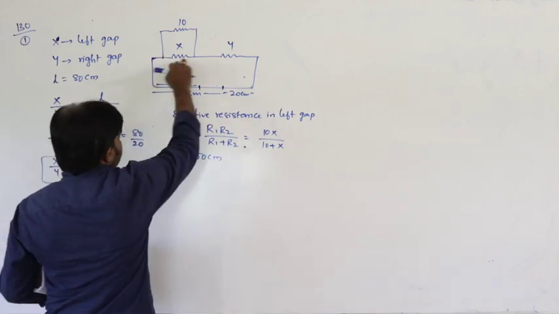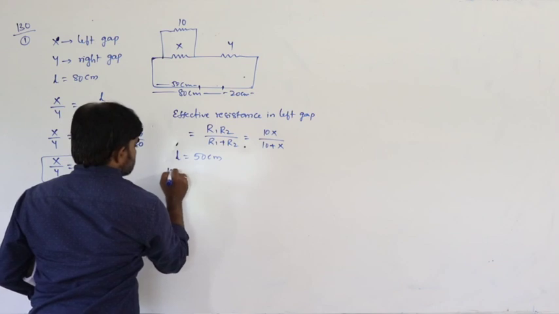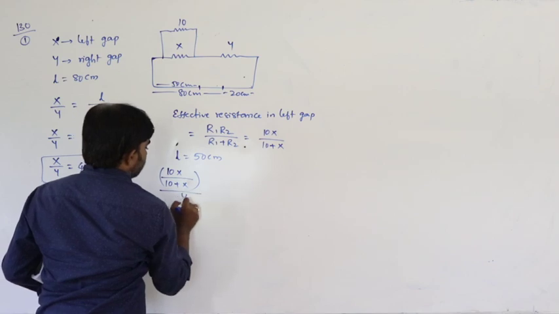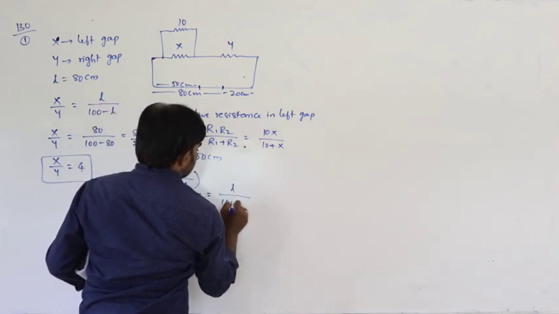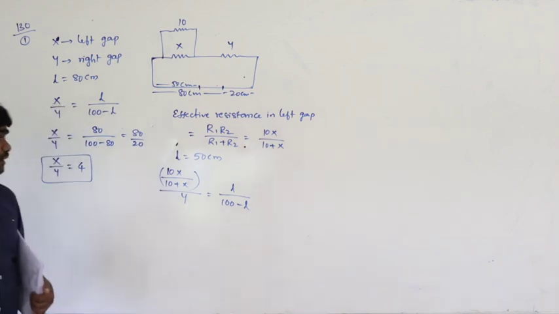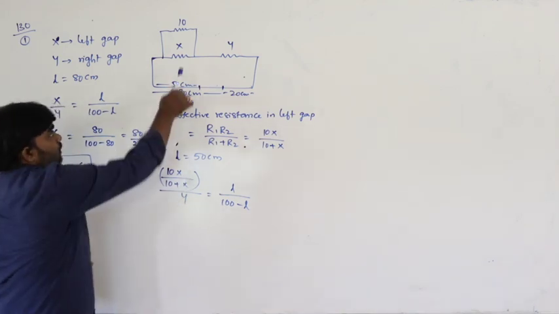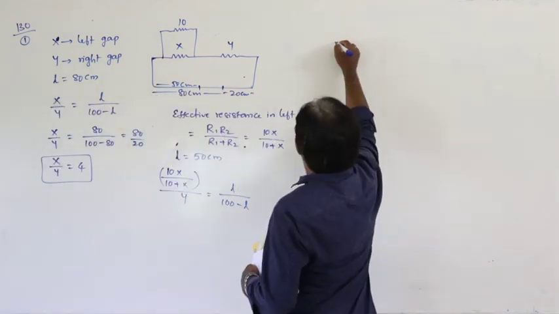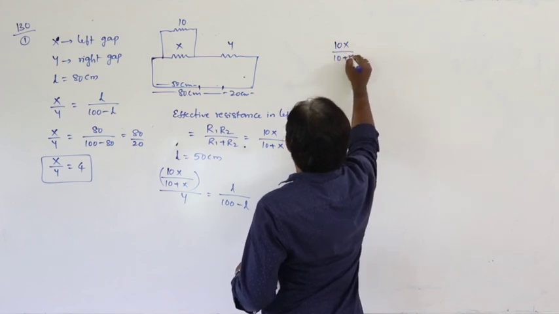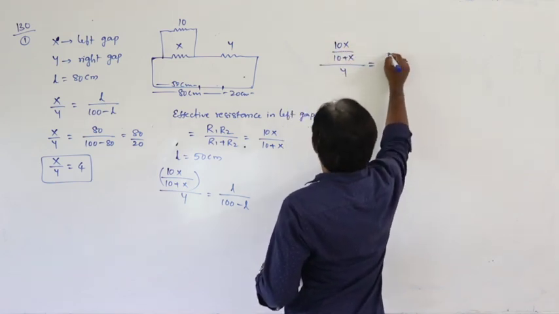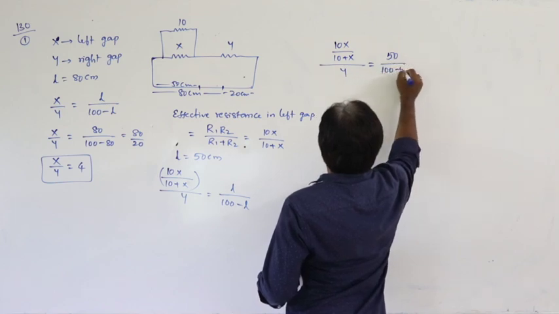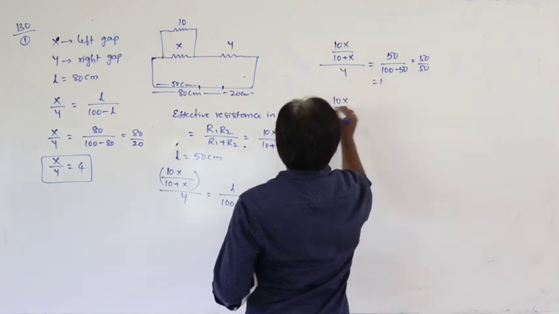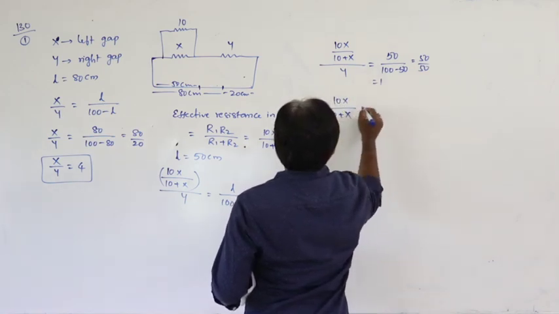Now, resistance in the left gap divided by resistance in the right gap. So that is 10x by 10 plus x divided by y is equal to L by 100 minus L. What is the effective resistance in the left gap? This is 10x by 10 plus x. Now here 10x by 10 plus x divided by y is equal to 50 by 100 minus 50, that is 50 by 50, which is equal to 1. So 10x by 10 plus x is equal to y.